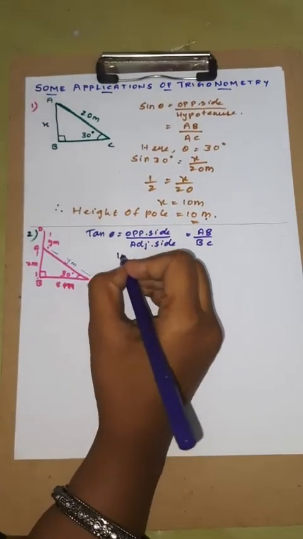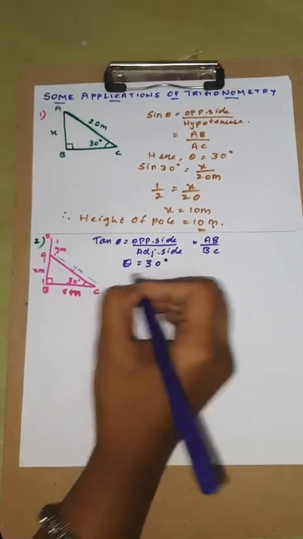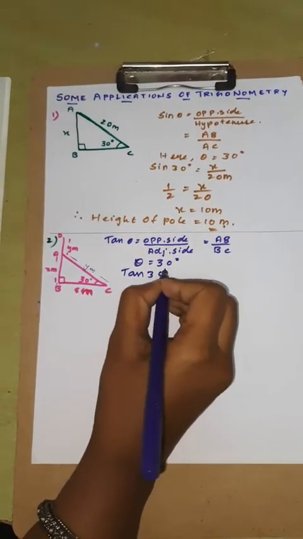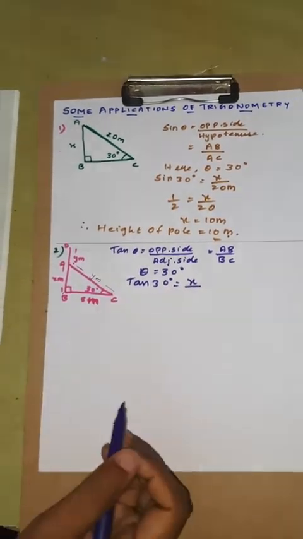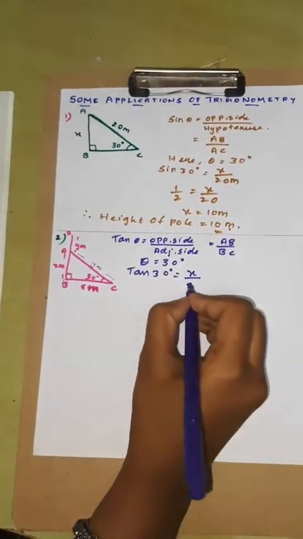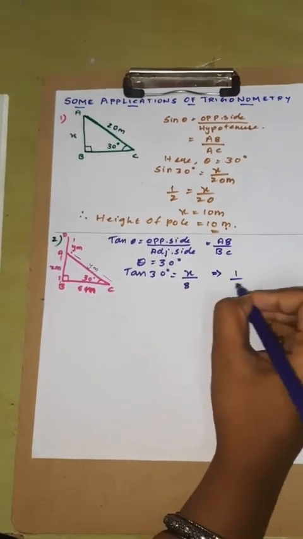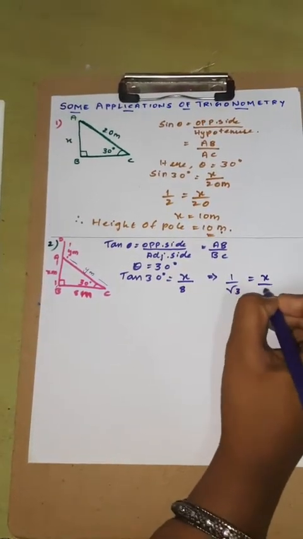So here theta is 30 degrees. So tan 30 is equal to AB by BC. What is AB from the figure? It's x, part of the tree length x, and BC is 8. And we know that tan 30 is 1 by root 3. So 1 by root 3 is equal to x by 8.